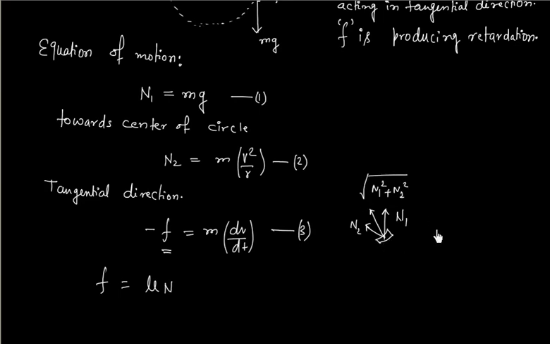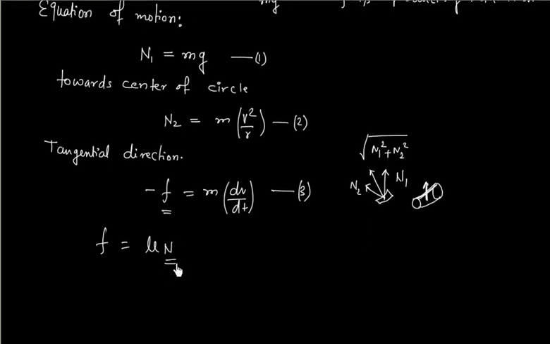So friction will basically act. If you see, this collar has a circular cross section. Friction will act along a line in which the resultant normal reaction will pass. So basically in case of friction, this normal reaction is the resultant normal reaction. So N is equal to square root of N1 square plus N2 square.